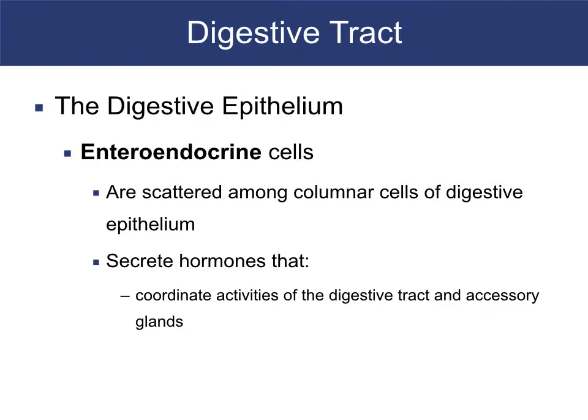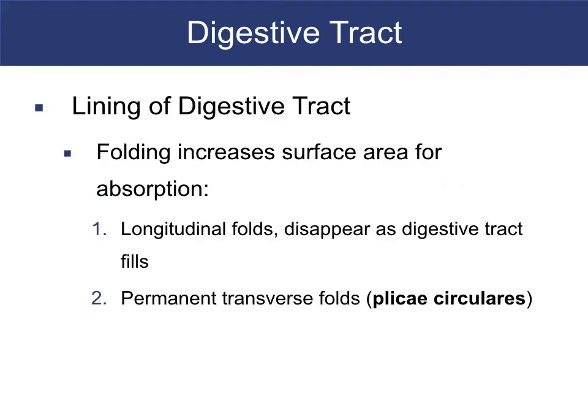A lot of these cells are scattered amongst the digestive epithelium, and they just make hormones that then circulate around in you. A lot of these hormones, we'll talk about some of them. They help coordinate the activities of our digestive tract. I'll get back to them.